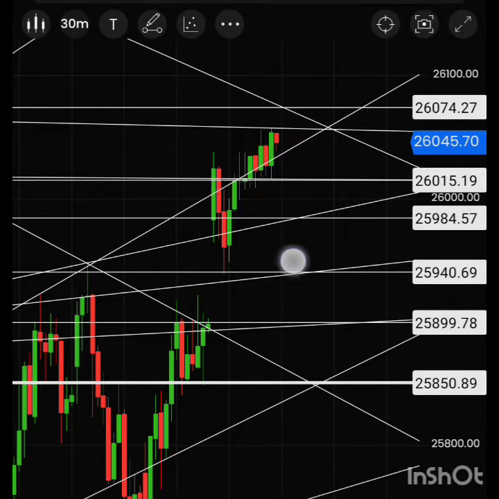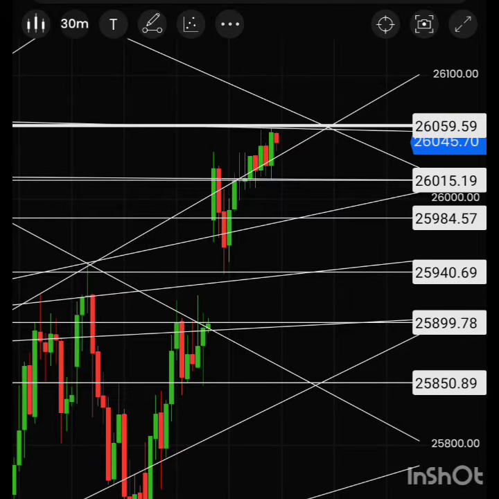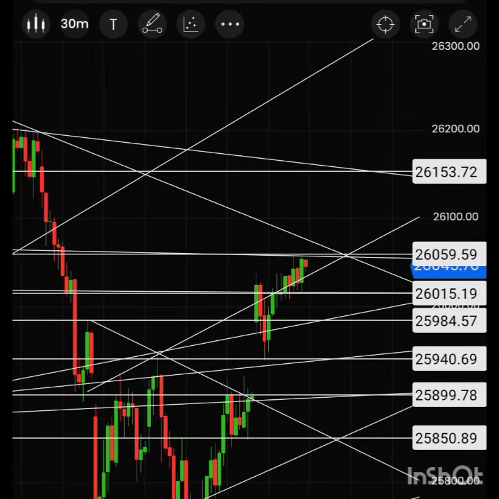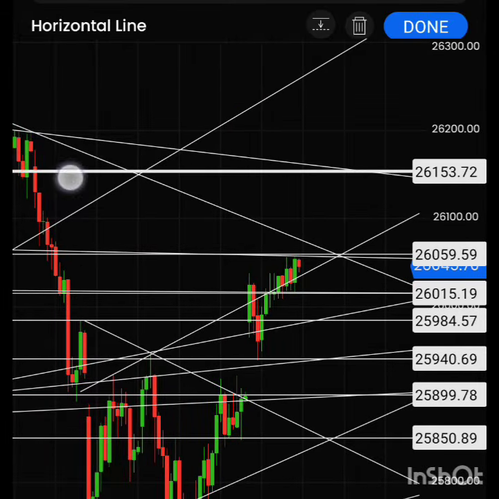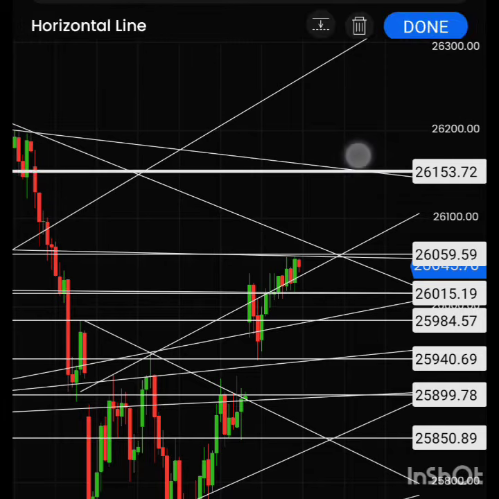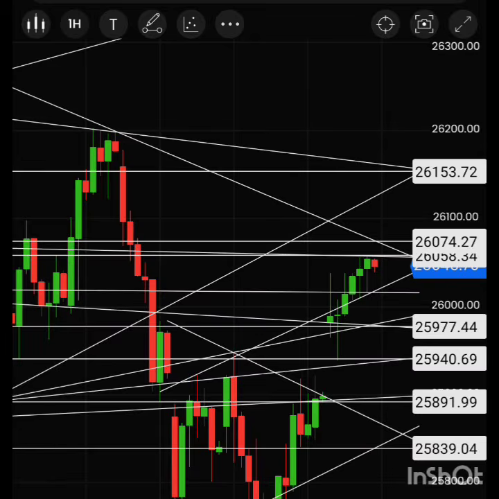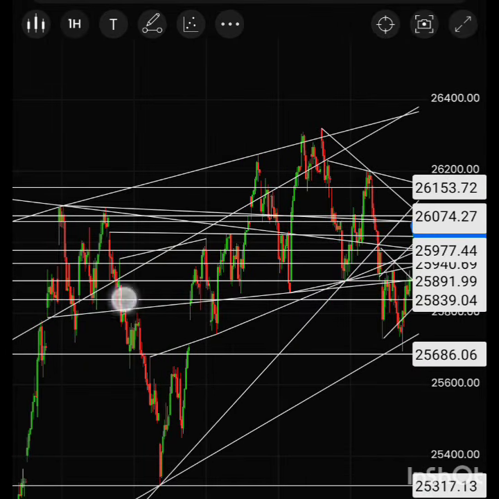Otherwise, if we bounce back from this side, then the breakout will happen around 26,060 to 26,064 range. After this breakout, we can expect an upside target around the 26,150 to 26,155 range. This will mostly act as a very strong resistance, because as I show you here, this was the previous rising channel.